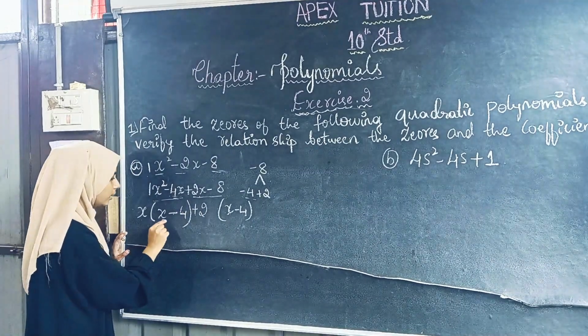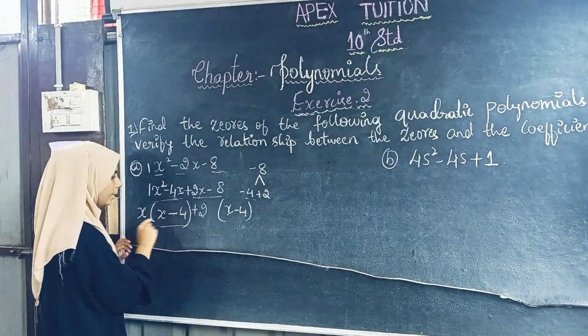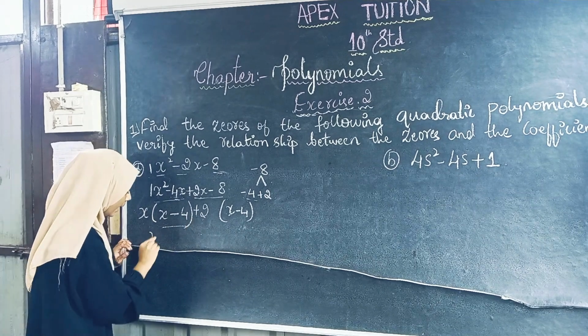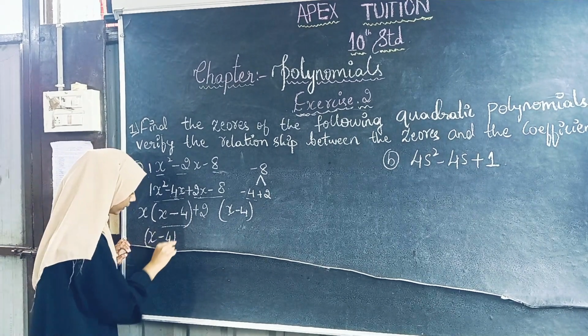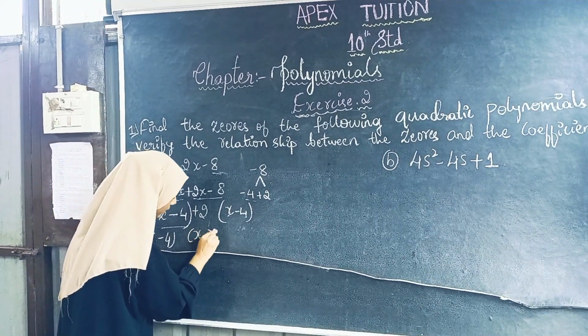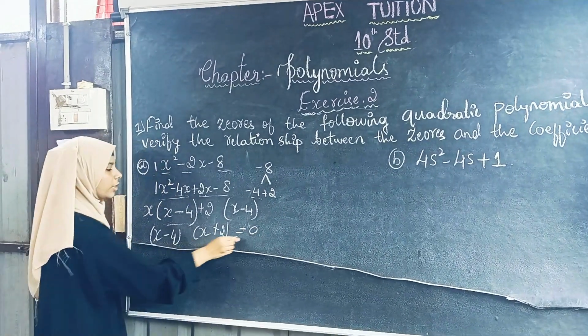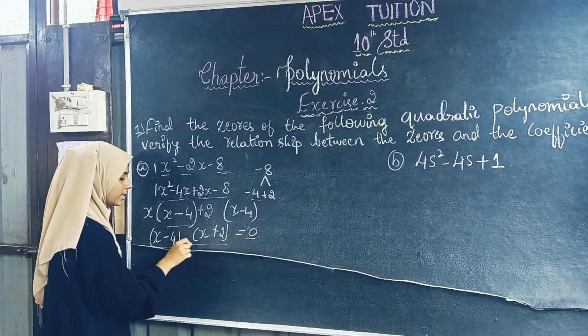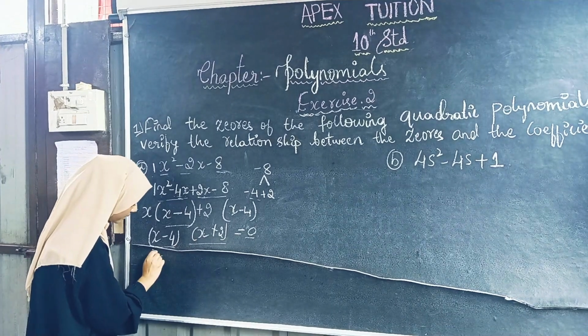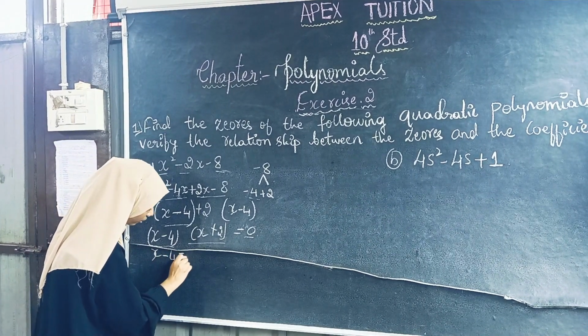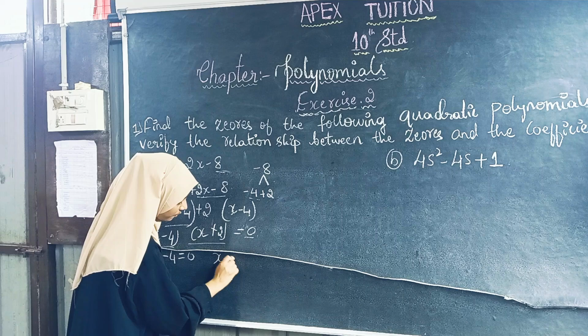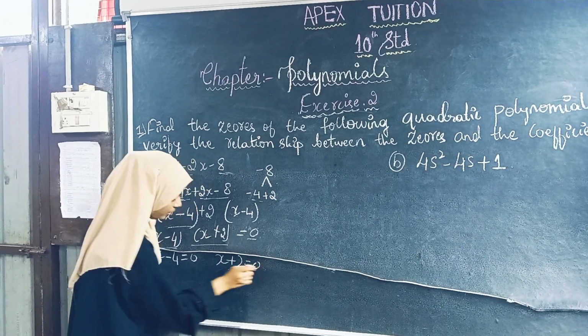Then we will write this bracket on one side and the remaining numbers in one bracket. x minus 4, here x plus 2 is equal to 0. This 0 belongs to this expression and this expression also. Let us write x minus 4 is equal to 0. Here x plus 2 is equal to 0.